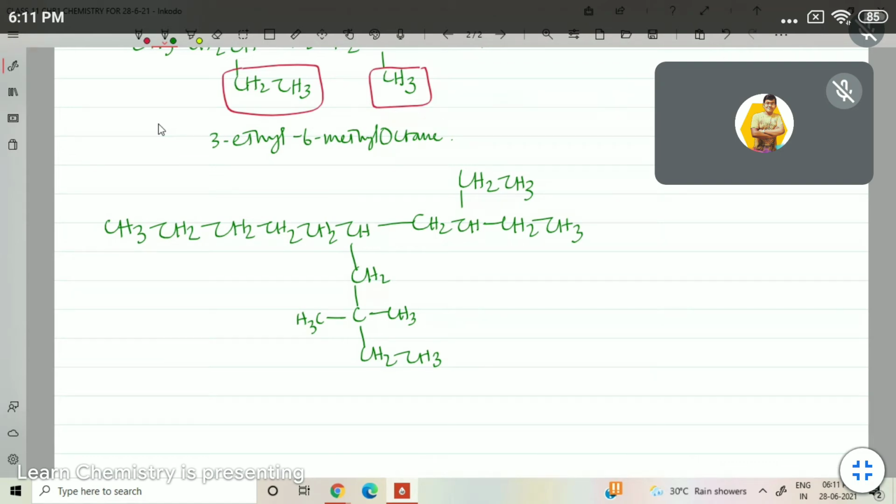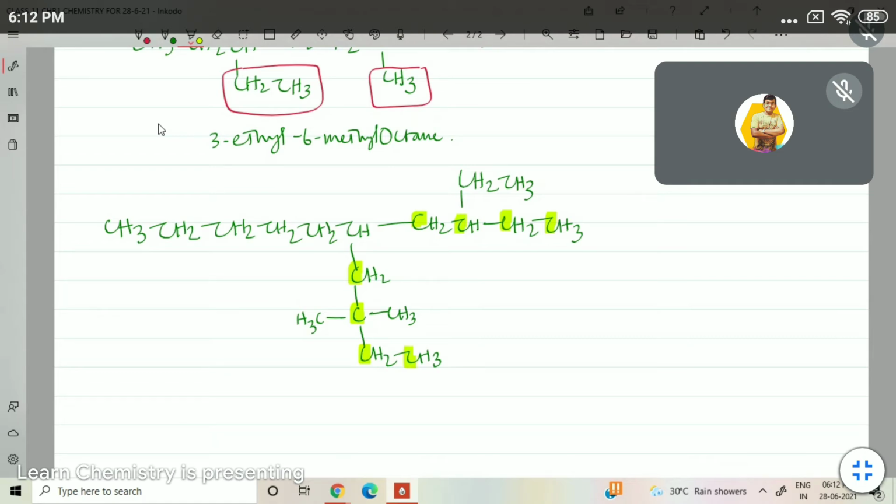Straight line. Yes, straight line from the right CH3 to the left CH3. In this line there are 4 carbons, right? In this one also there are 4 carbon atoms. Now which one will you take in the longest carbon-carbon chain?